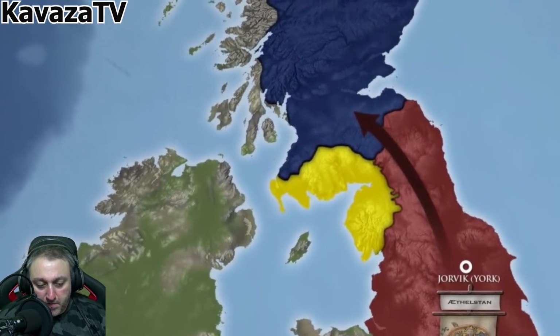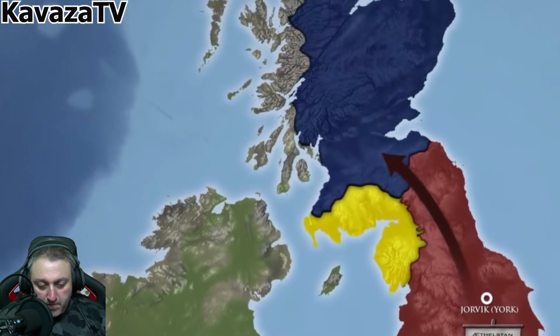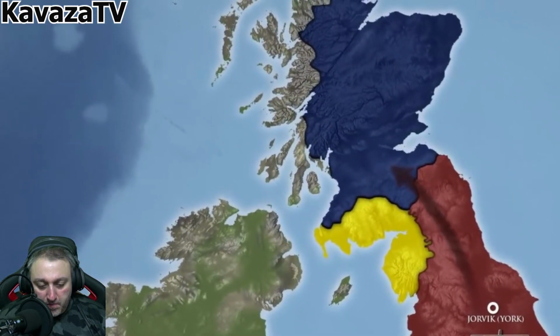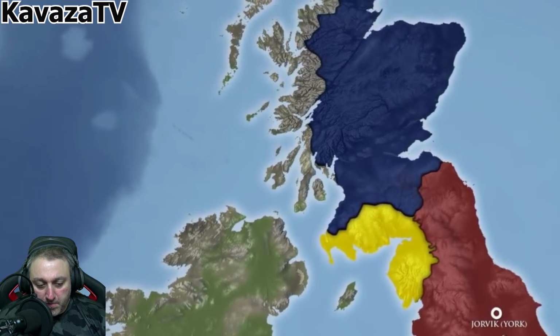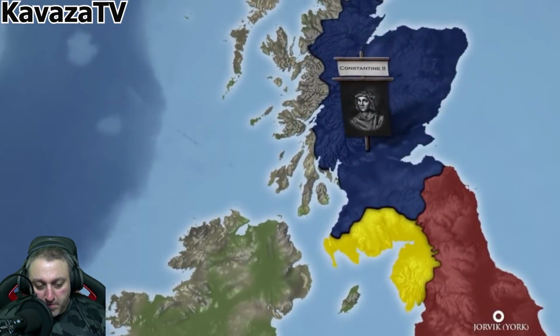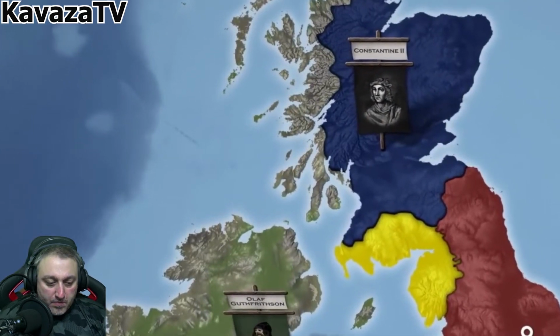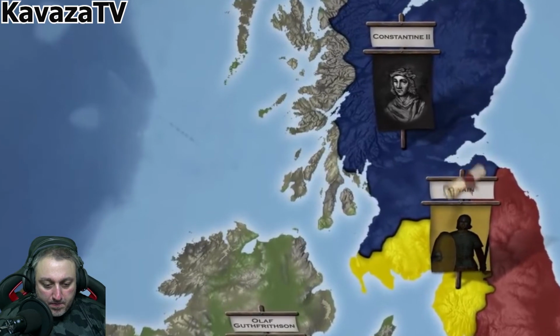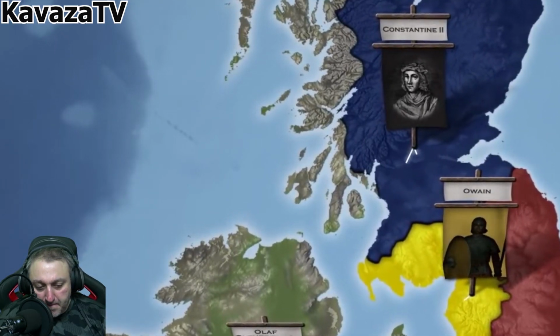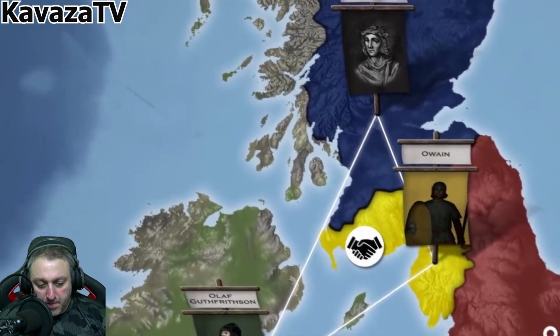The Kingdom of Scotland, or as it was known at the time, Alba, was at a disadvantage against the English, and therefore appealed to the other remaining sovereign states for assistance. This prompted an alliance between Constantine II, King of Alba, Olaf Guthrason, King of Dublin, and Owain, King of Strathclyde. With King Olaf at the helm, the alliance faced the English at the spectacular Battle of Brunanburh.